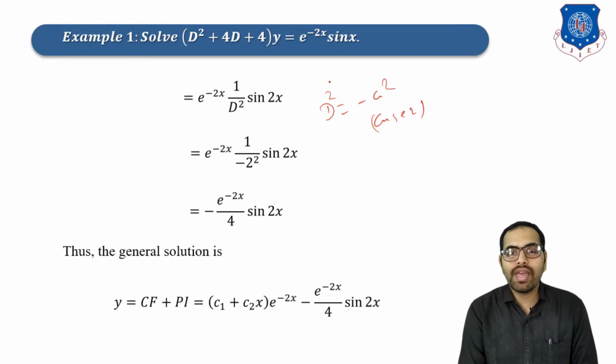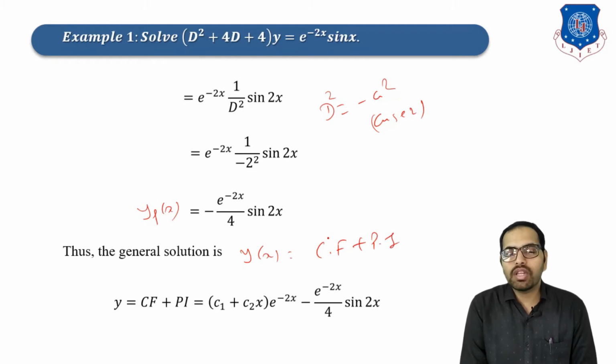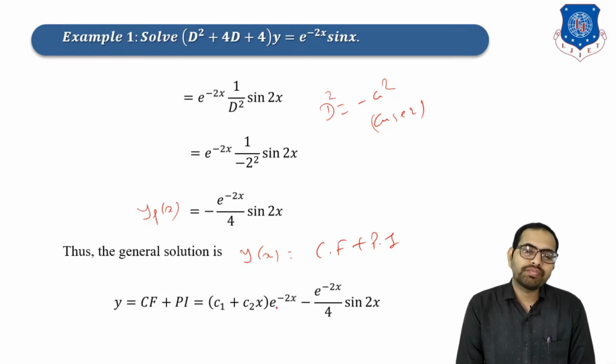Then the value of a is equal to 2, so e raised to minus 2x times 1 upon minus 4 sin 2x, then it becomes minus e raised to minus 2x by 4 sin 2x; that is the value of yp of x. Now the general solution y of x is equal to the combination of complementary function and particular integral. Substitute the values of CF and PI, that is (C1 plus C2x) e raised to minus 2x minus e raised to minus 2x by 4 sin 2x, where C1 and C2 are arbitrary constants.